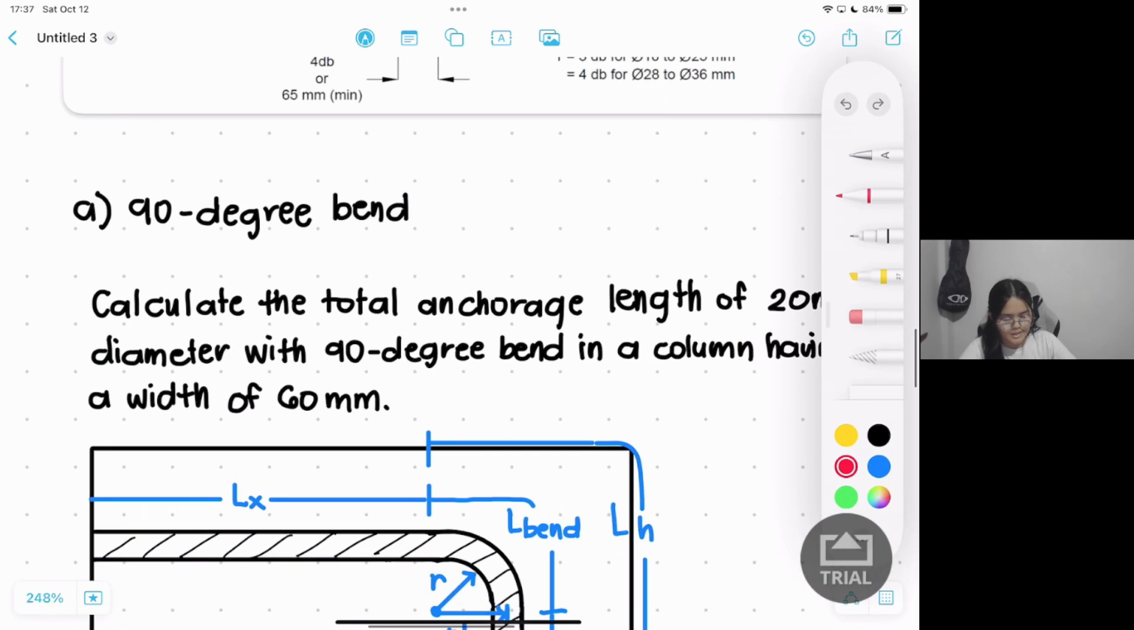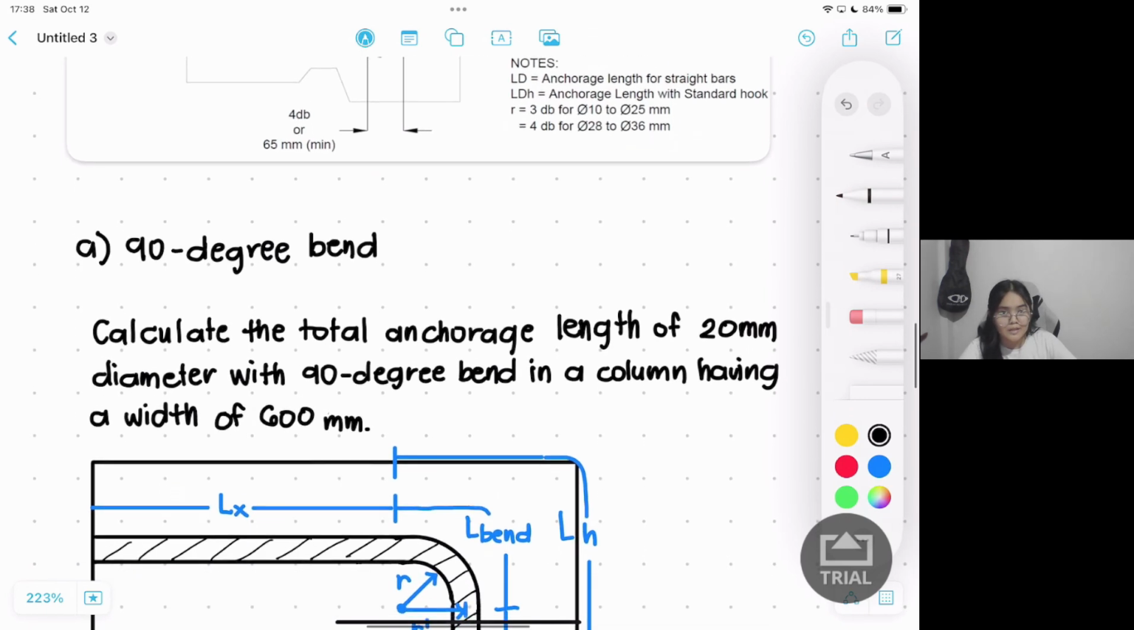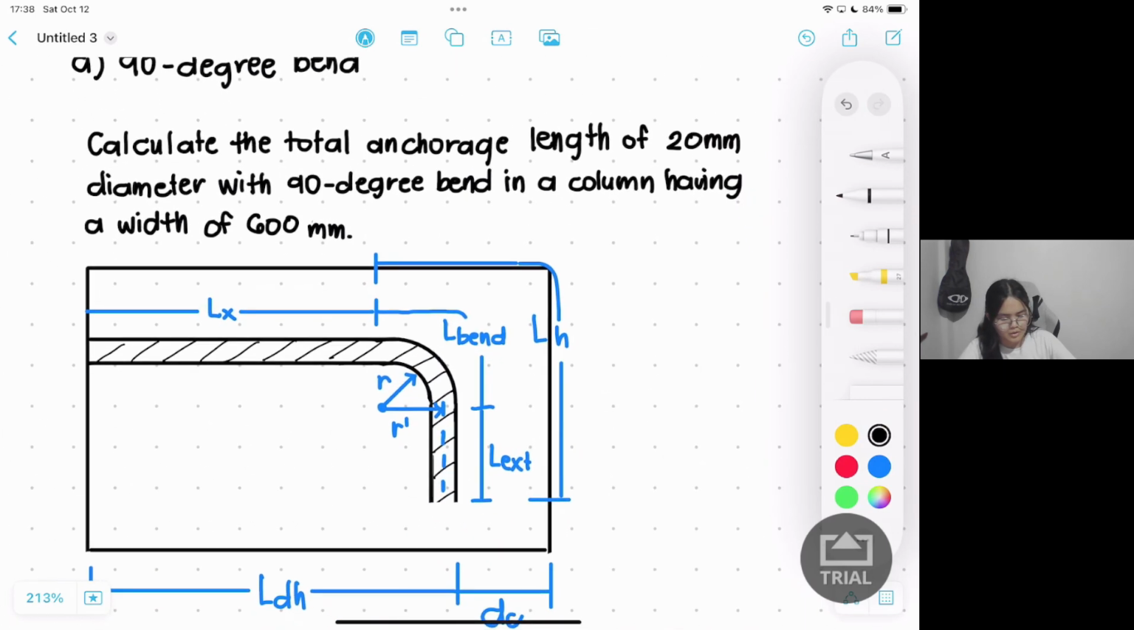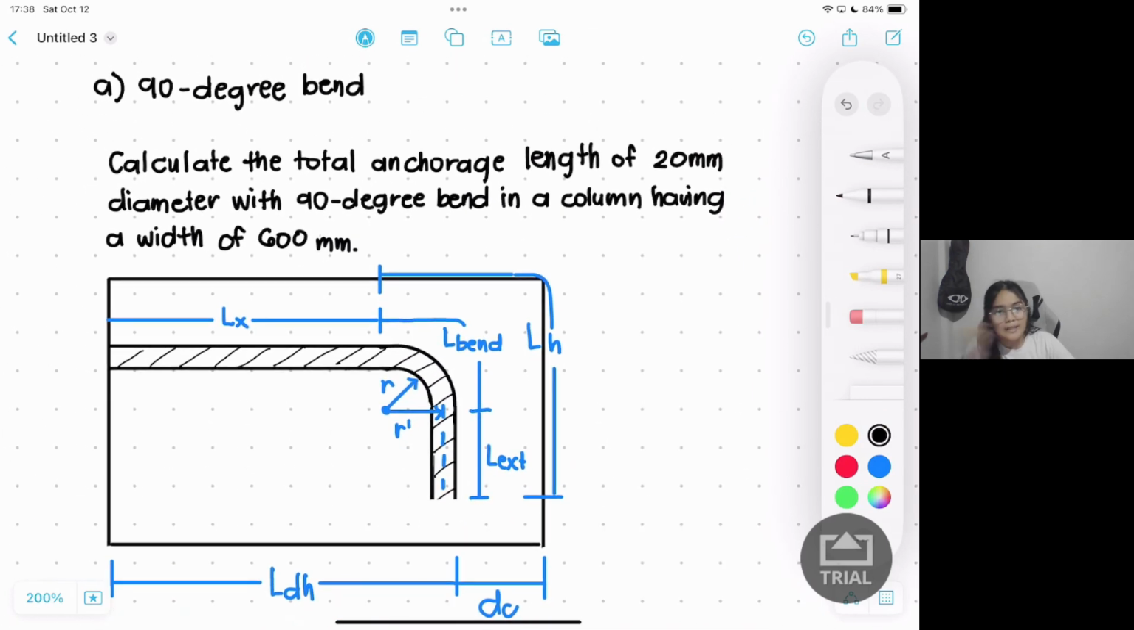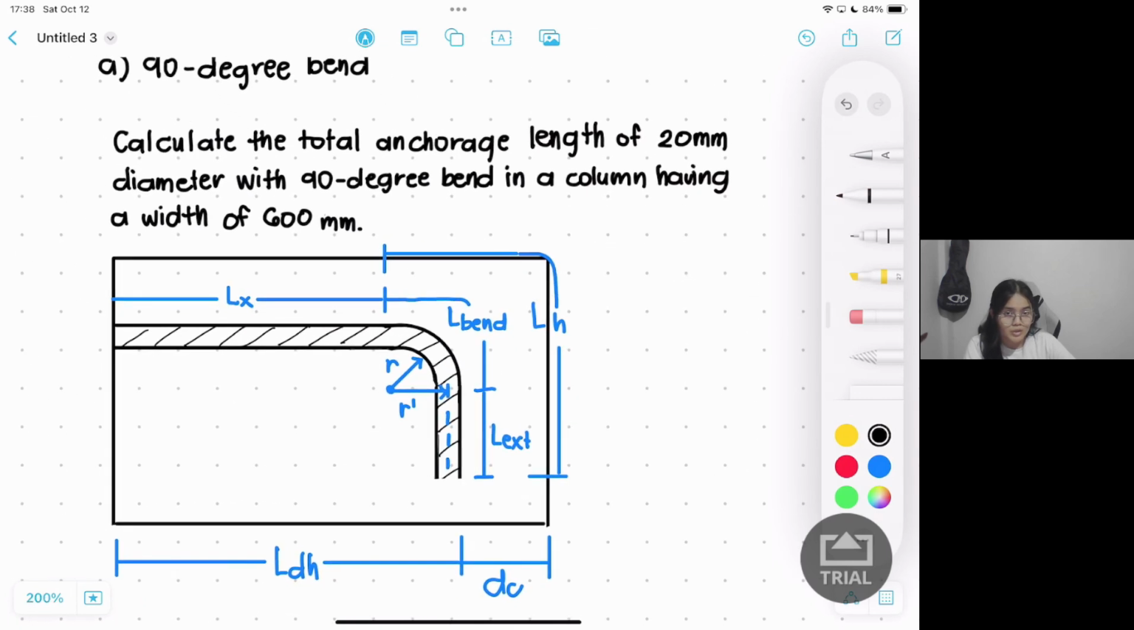Okay? So, first example natin for 90 degree bend. Calculate the total anchorage length of 20 mm diameter with 90 degree bend in a column having a width of 600 mm. Sorry guys. So, 600 dapat ito. Okay. So, 600. Ang first step nyo, dapat marunong kayong mag-drawing ng figure. Kasi, wala dapat kayong i-memorize na formula. Pwede na lang kunin nyo mismo sa figure yung solution nyo.